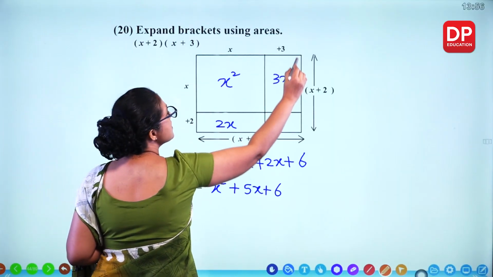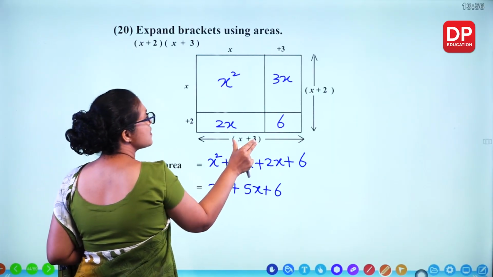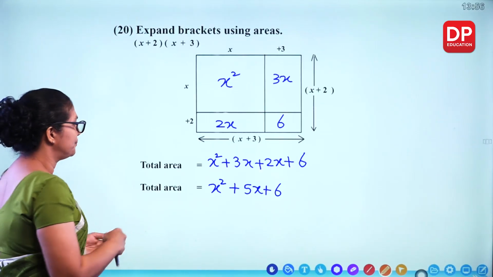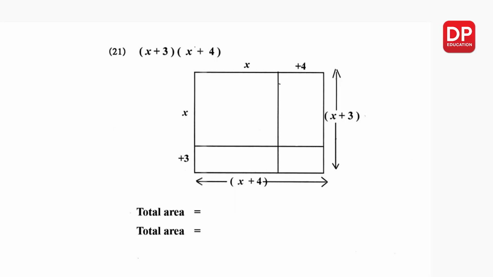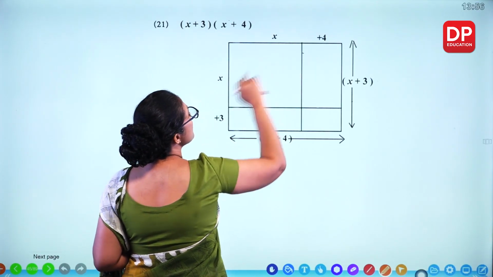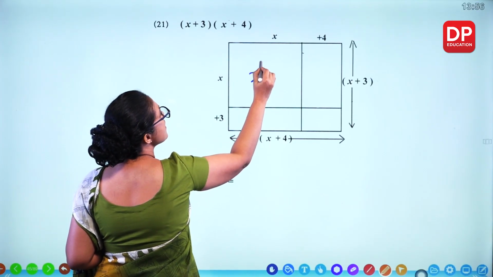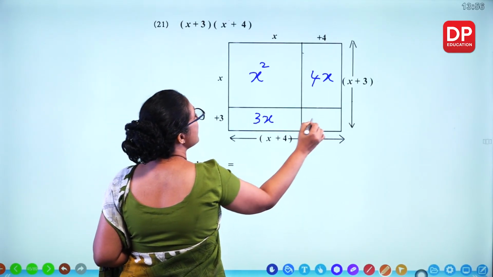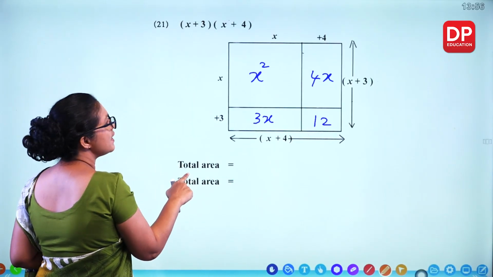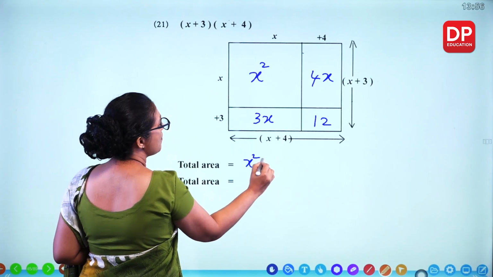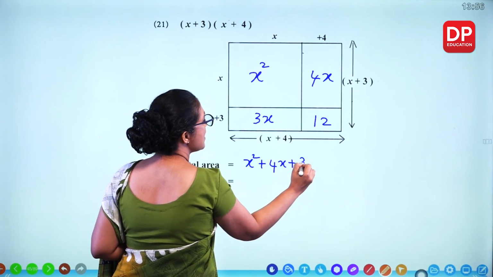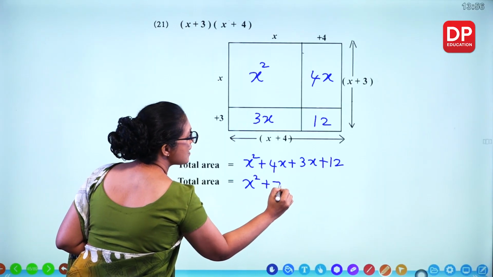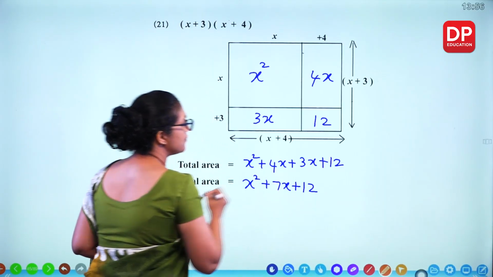Because here, what is the total area? x plus 3 into x plus 2, length into breadth. Now look at this one. x plus 3, one side, x plus 4, the other side. So fill the areas. x squared, 4x, 3x and 12. So what's the total area? x squared plus 4x plus 3x plus 12. When you add these two together, you get 7x plus 12.